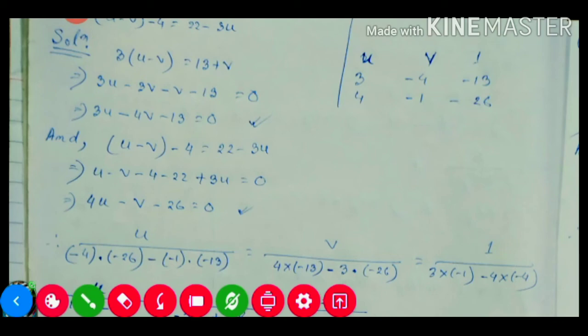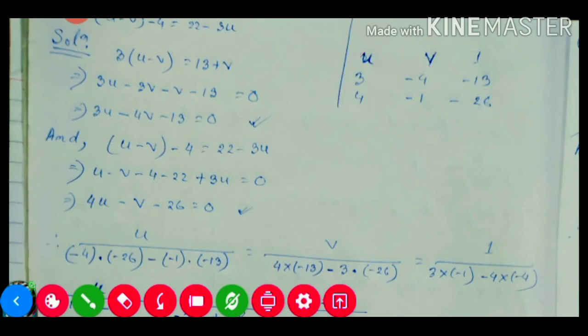So u will be our u time, this u will be omitted. Down top one is our -4, down one is our -26. So -4 into -26. Then formula minus, then down one into top one, -1 into our -13. Then our u work finished.